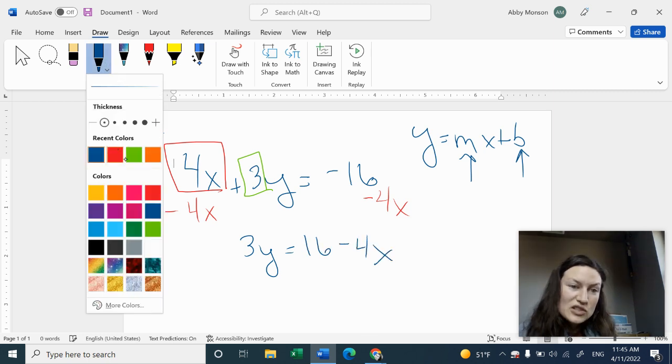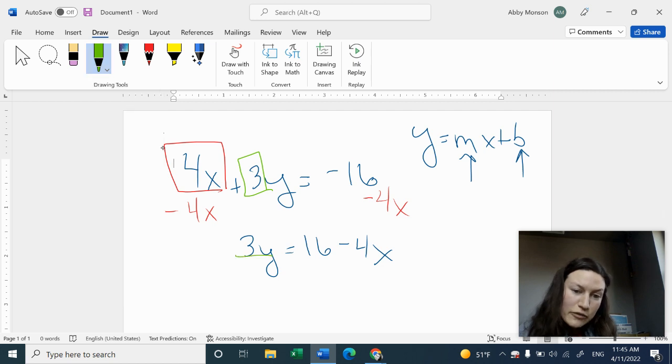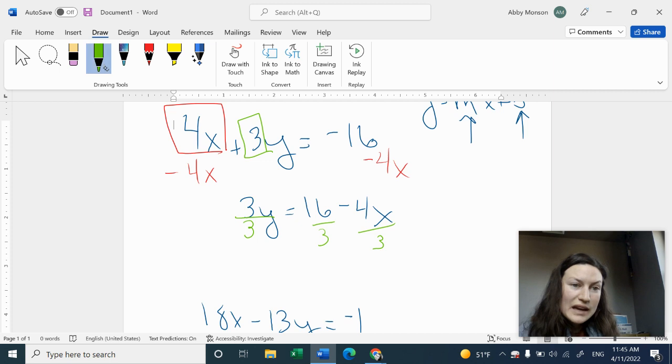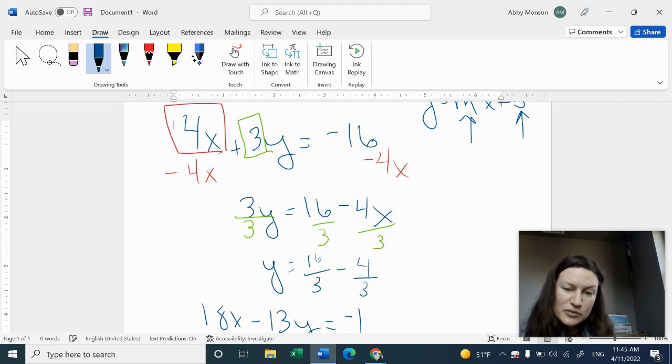The next thing we need to do is divide out our coefficient. We're going to divide by 3 because 3 divided by 3 will make 1. Notice that is the invisible coefficient in front of this y. So when we do that, we are left with y equals 16 over 3 minus 4 over 3x.